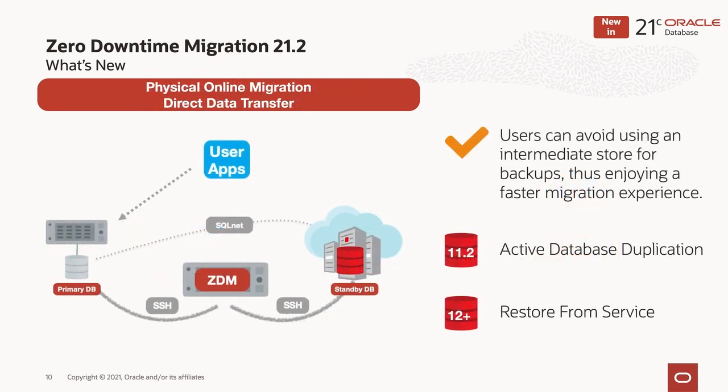As part of ZDM's architecture, there is the need for an intermediate store for backups. For OCI-based migrations, we use the Oracle Cloud Infrastructure Object Storage. For Exadata on-premises or Exadata Cloud Customer migrations, we can use NFS or we can use the recovery appliance. Now, starting in 21.2, customers that are using the physical online migration methodology can leverage a new feature of direct data transfer, thus avoiding the need for that intermediate store for backups and having a faster migration experience. Depending on the database version, it could be used based on active database duplication or restore from service.